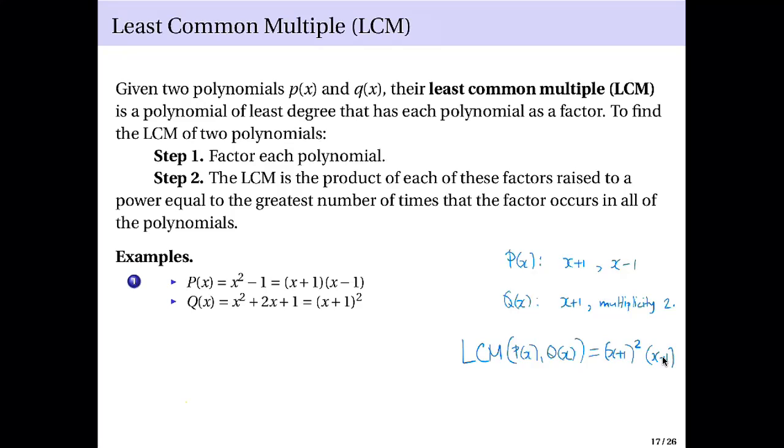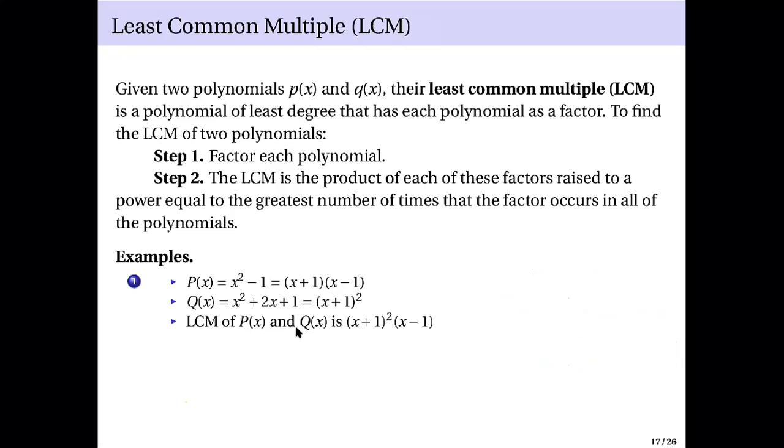We only use x minus 1 raised to power 1 because x minus 1 appeared, but the highest power that we see in x minus 1 is just 1. So you only have this x minus 1. Therefore, this is your LCM. So the LCM of P of x and Q of x is x plus 1 squared times x minus 1.